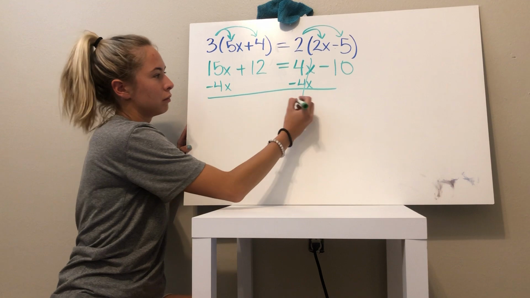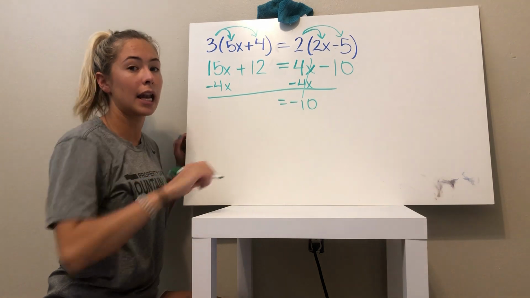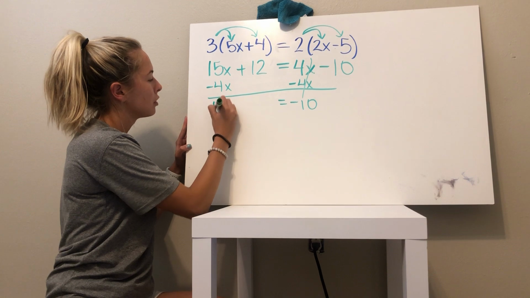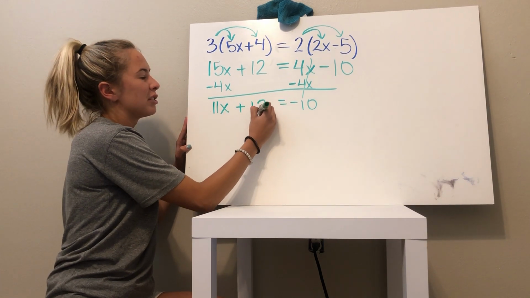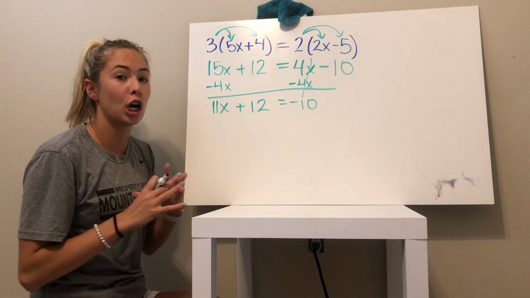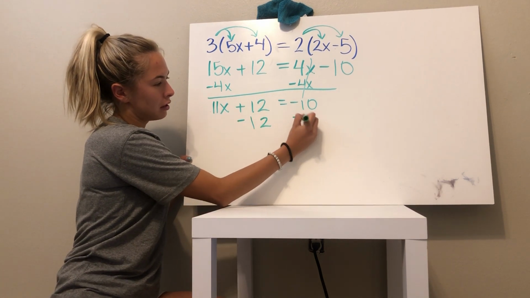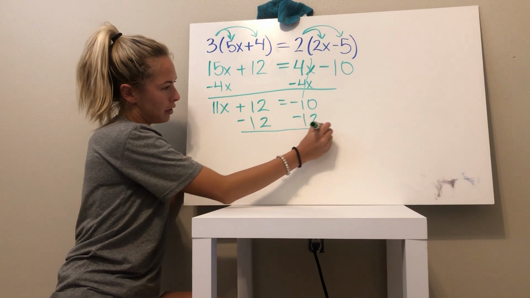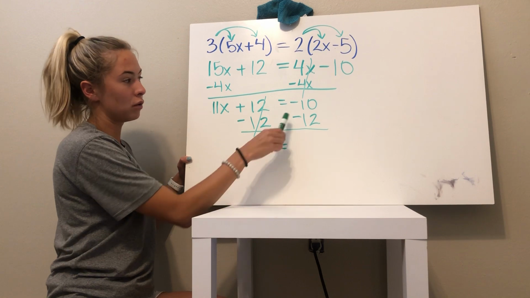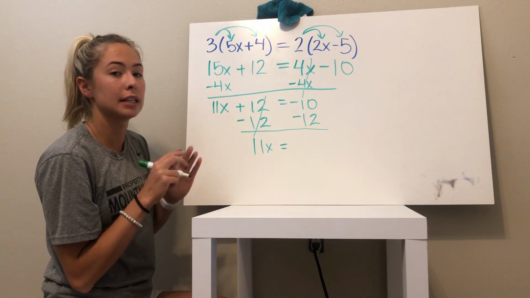So these cancel. We have a negative 10 on the right side. Don't forget that negative. Keep that with that 10. Then we have 15x minus 4x, which gives us 11x plus 12. Now, we want the 11x on the left side alone. In order to get that alone, we have to subtract 12 from both sides. When we do that, these cancel, so we're left with 11x equals, now you have a negative 10 minus 12, or a negative 10 plus a negative 12.